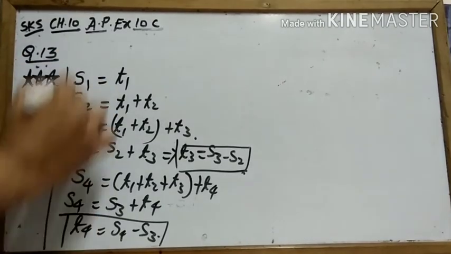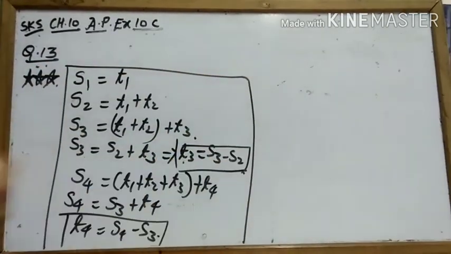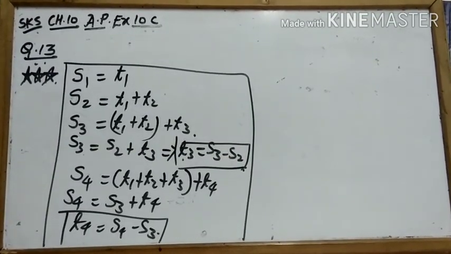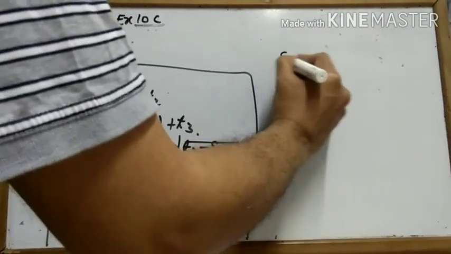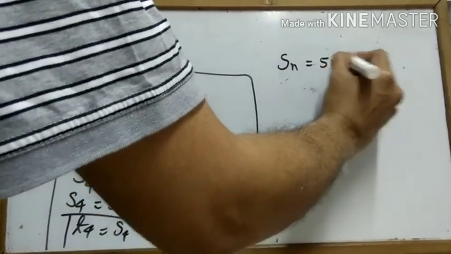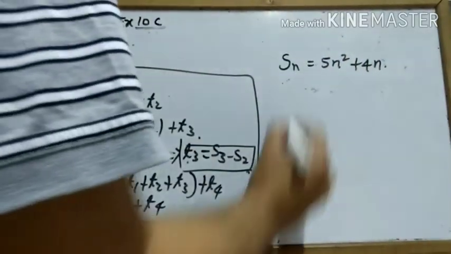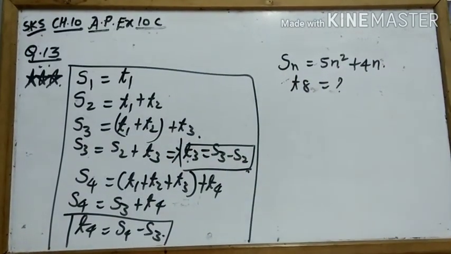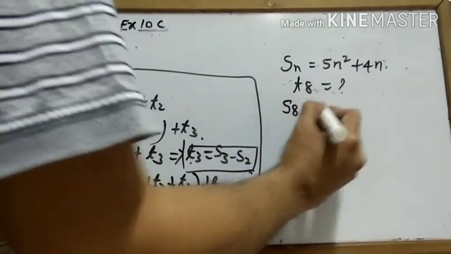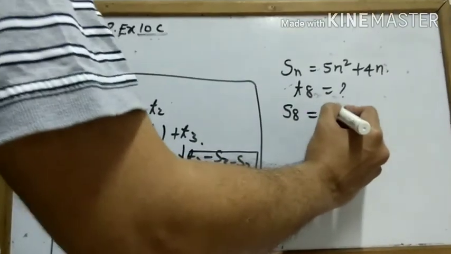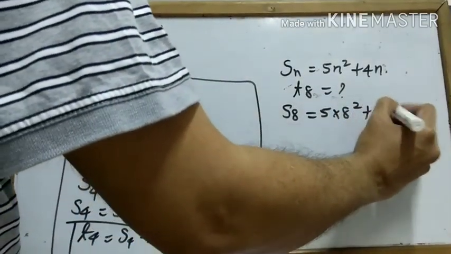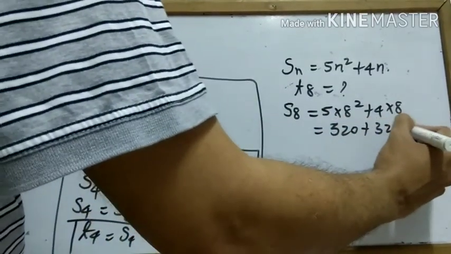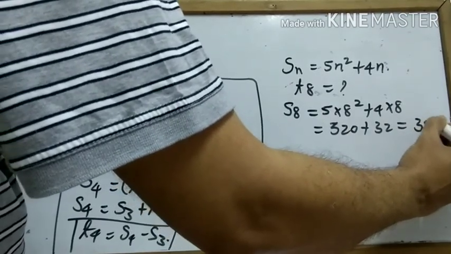This was just a simple explanation for you that if I want to find any term, then it is the sum of so many terms minus the sum of the previous terms. One should remember that. They have given us that for an AP, the general formula for Sn is 5n square plus 4n. They have asked us to find T8. So what I am going to do is find S8. How can I find S8? Very simple. 5 into 8 square plus 4 into 8. This becomes 320 plus 32, which will be equal to 352.